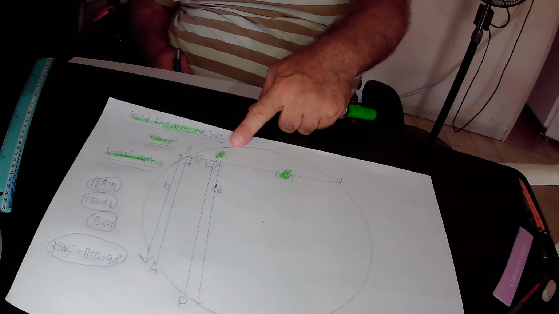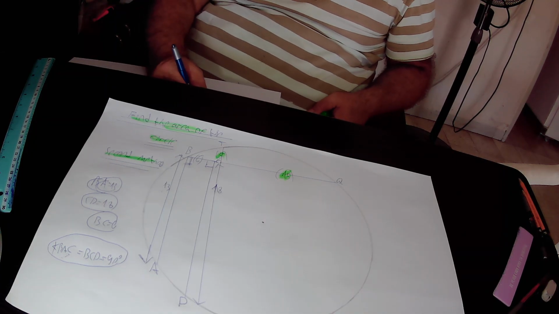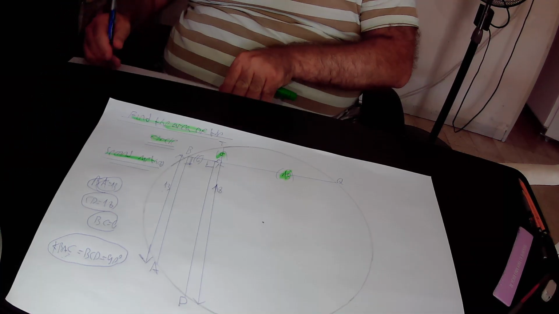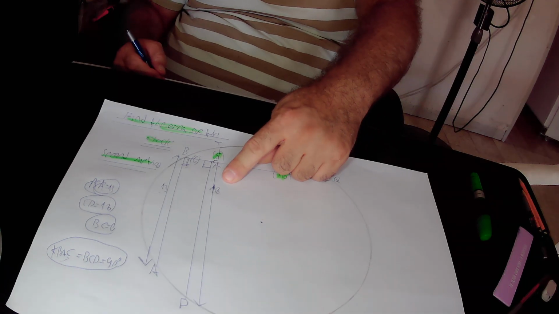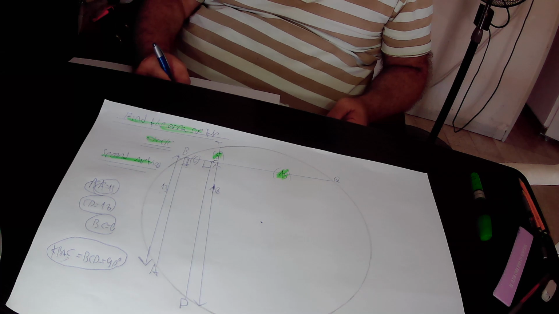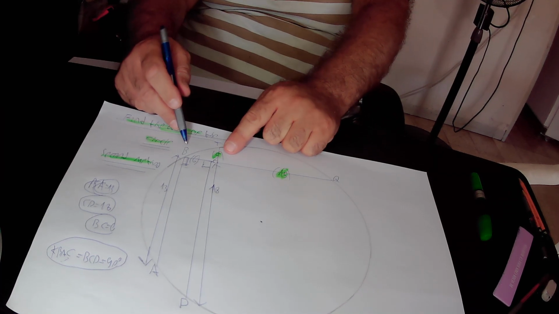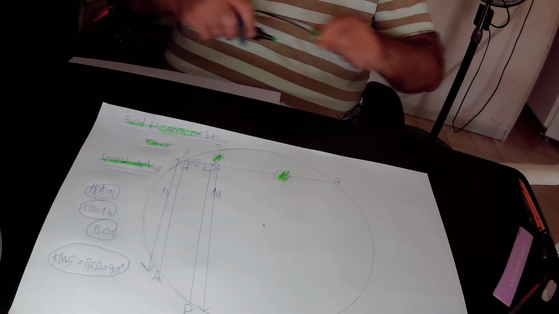TC is 5, therefore TC squared is 5 squared, this is 25, plus CD squared. CD is 18, therefore CD squared is 18 squared, this is 324, plus BC squared. BC is 6, therefore BC squared is 6 squared, that is 36.